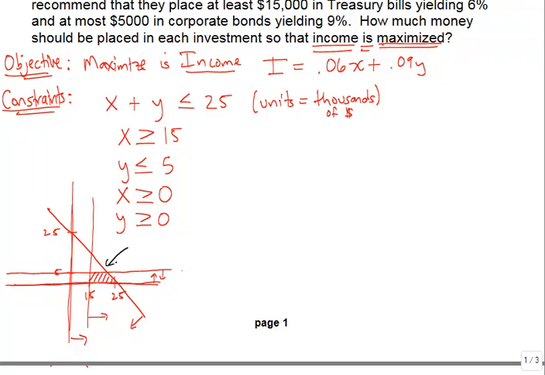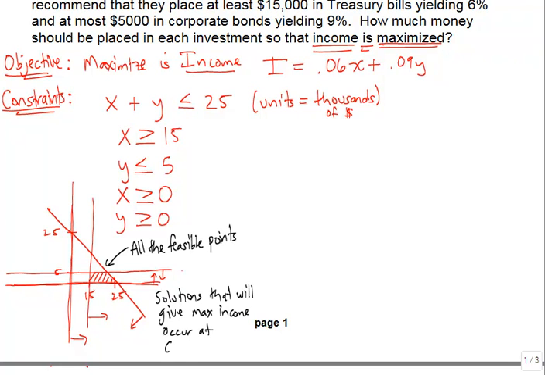So in here, in the shaded region, are what we call all the feasible points, all the possible solutions. But the solutions that will give the maximum income can only occur at the corner points, which is kind of nice because that means we have fewer places to look at.